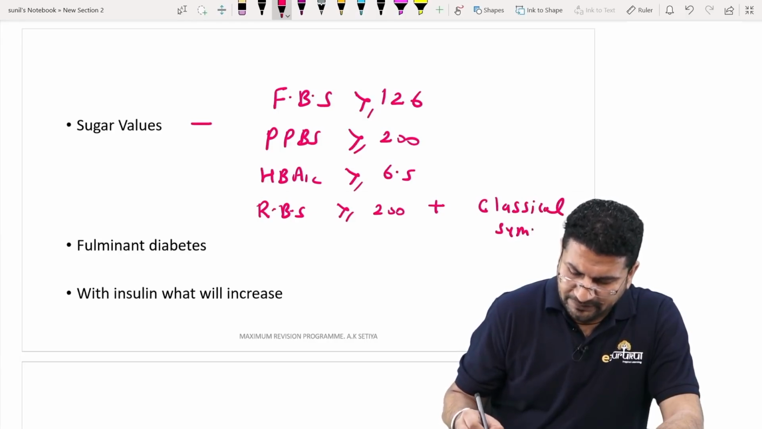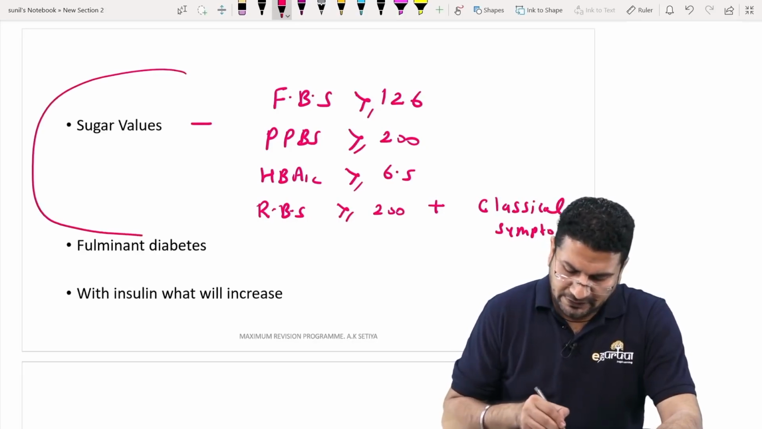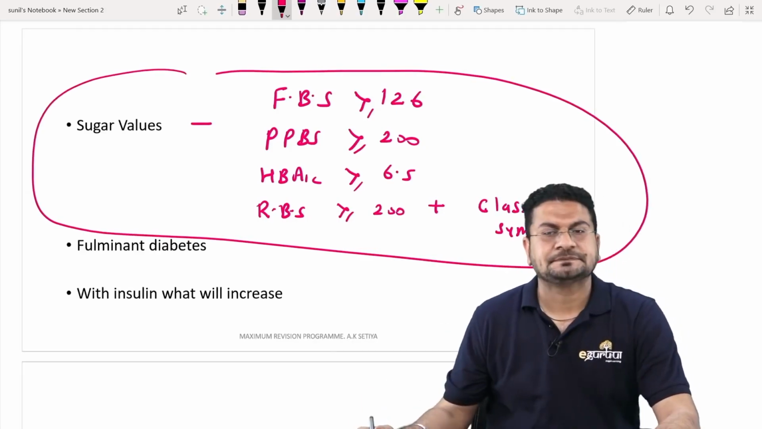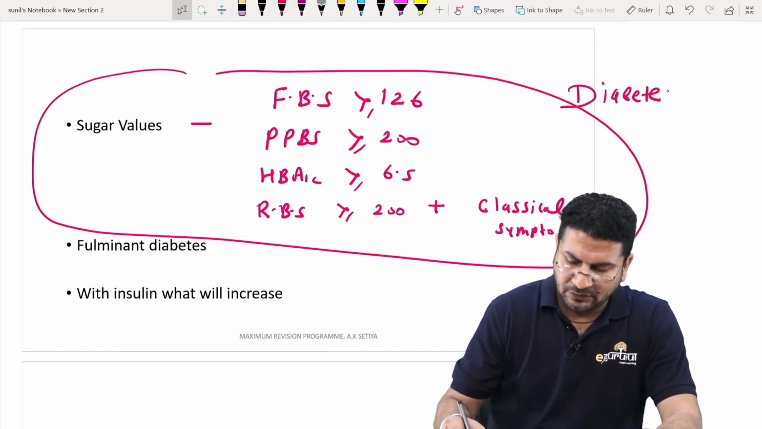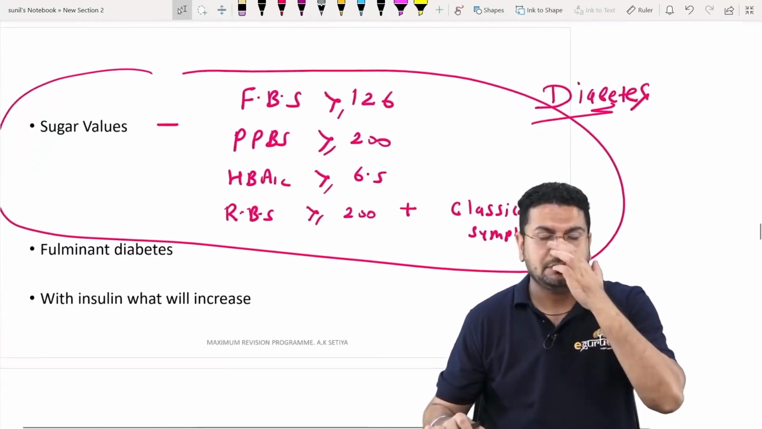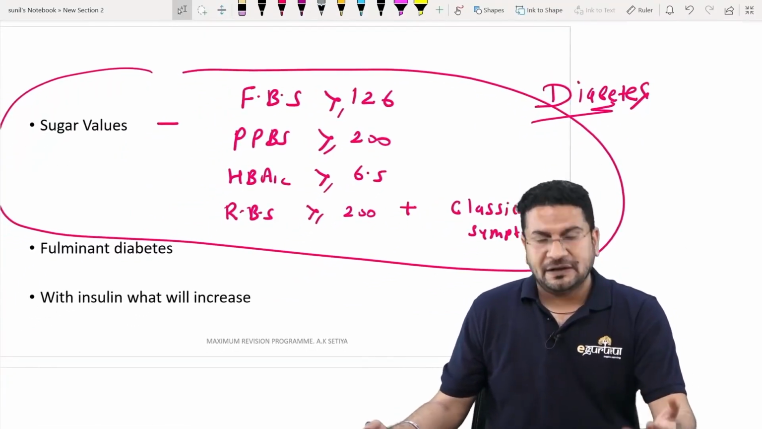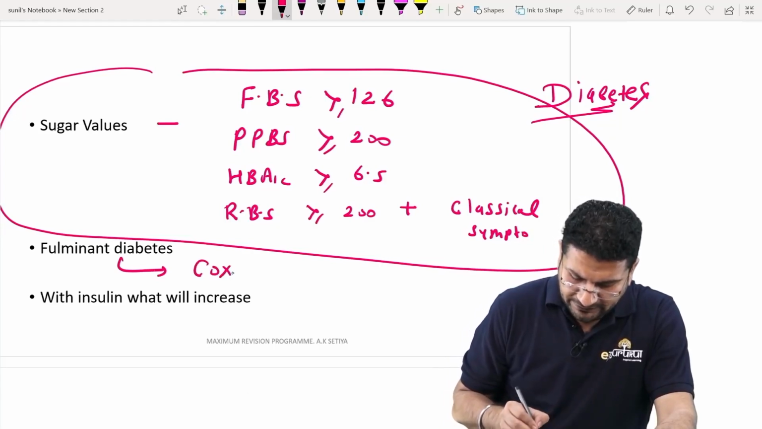Classical symptom of diabetes like polydipsia, polyphagia, polyuria, these are the classical symptoms. Then only we make a diagnosis of diabetes. So this is how we make a diagnosis of diabetes. One more test is available, that is serum fructosamine. Serum fructosamine will tell you diabetes status of past 2 to 3 weeks. Fulminant diabetes was encountered in Japan due to Coxsackie virus.